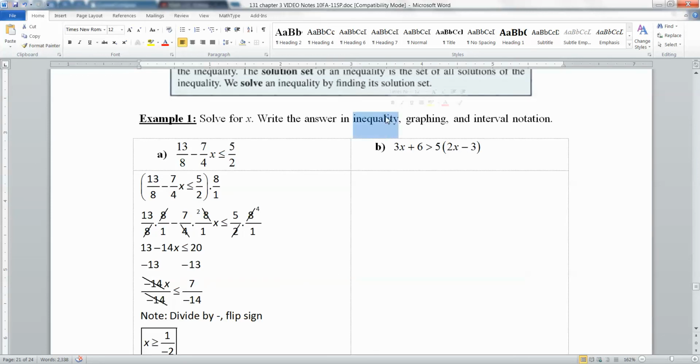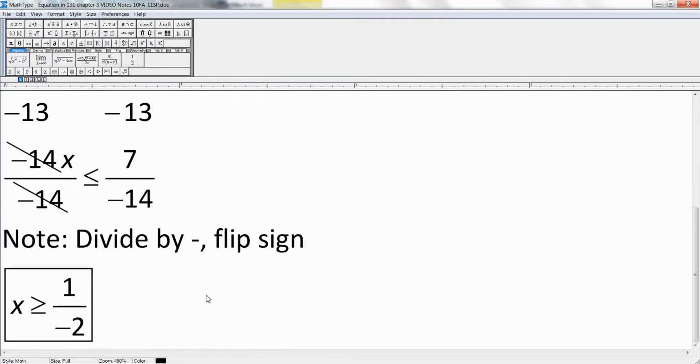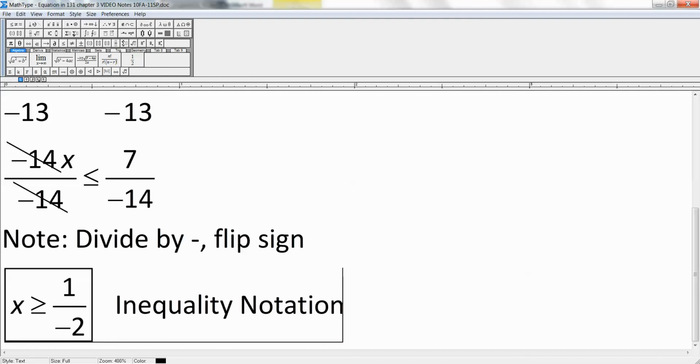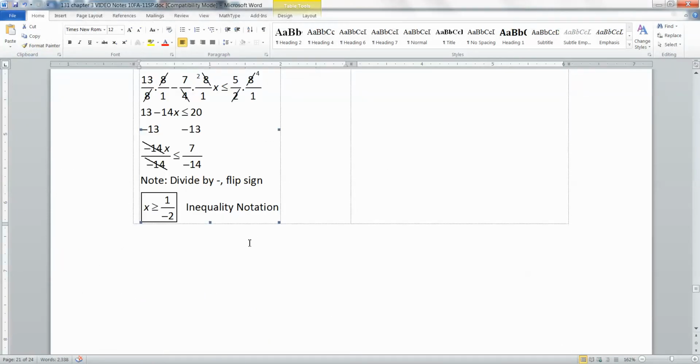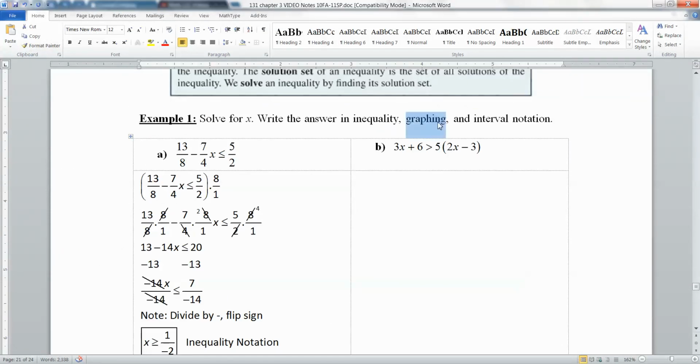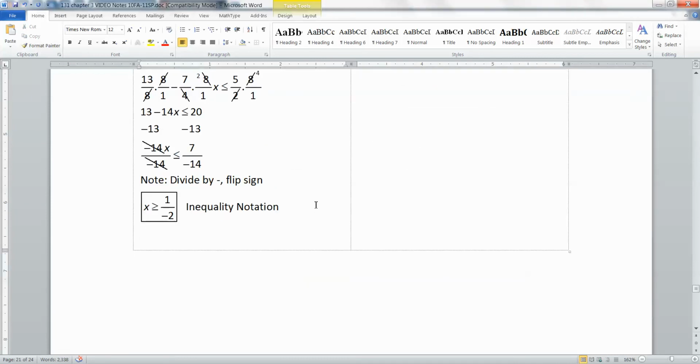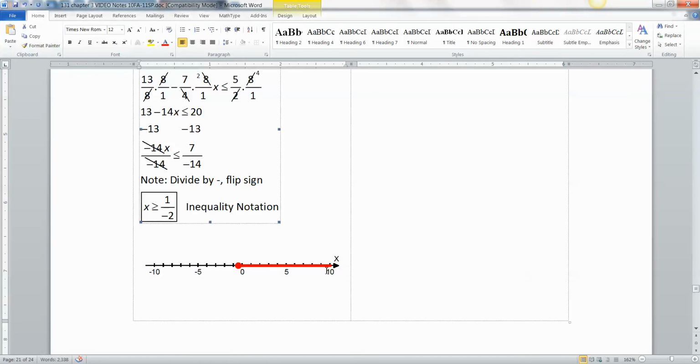Now it said to write it in inequality notation. That's what I just did down here. That's an inequality notation. You can tell it is because it uses an inequality symbol, like a greater than or a less than, that kind of thing. Fabulous. Now, we also need to graph it and do interval notation. And I would suggest doing it in that order. I think that the interval notation is easy to figure out once you have the graphs. So let me go draw a picture of that. Hold on. There we go. There's a picture.